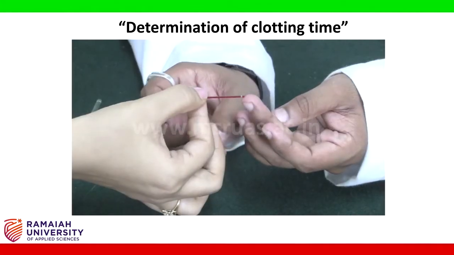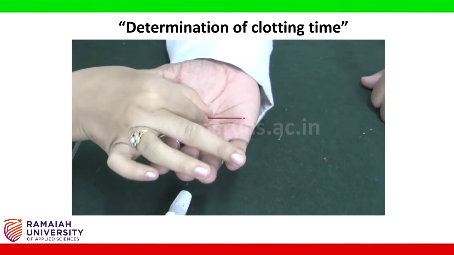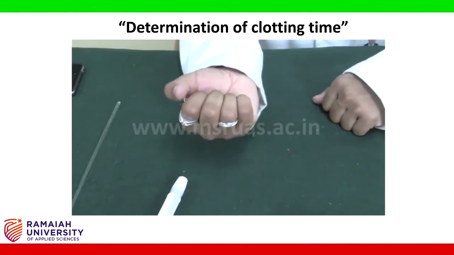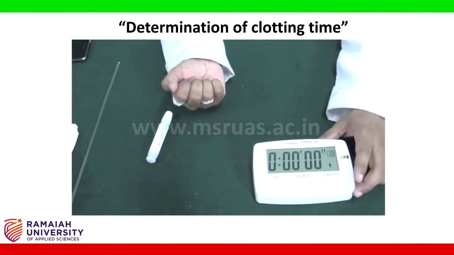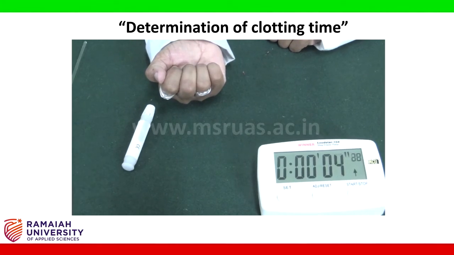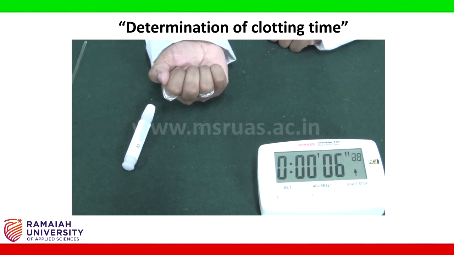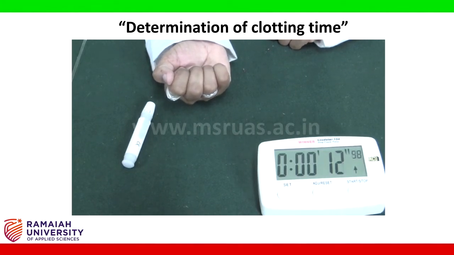Once the capillary tube is filled, switch on the timer and keep the capillary tube horizontally in your palm so as to maintain the body temperature. Then for every 30 seconds, start breaking 0.5 centimeter of the capillary tube and check for the appearance of a fibrin clot. The end point of this experiment is when the fibrin clot appears.